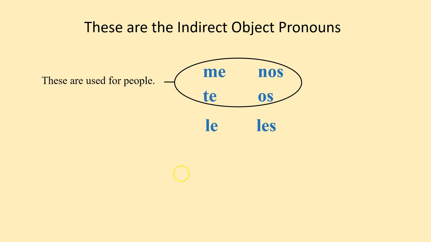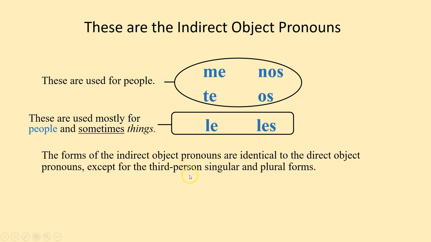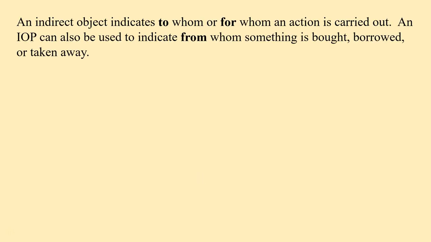The indirect object pronouns me, te, nos, os are used for people, while le and les are used mostly for people and sometimes things. The forms of the indirect object pronouns are identical to the direct object pronouns, except for the third person singular and plural forms, le and les. An indirect object indicates to whom or for whom an action is carried out. Indirect object pronouns can also be used to indicate from whom something is bought, borrowed, or taken away.